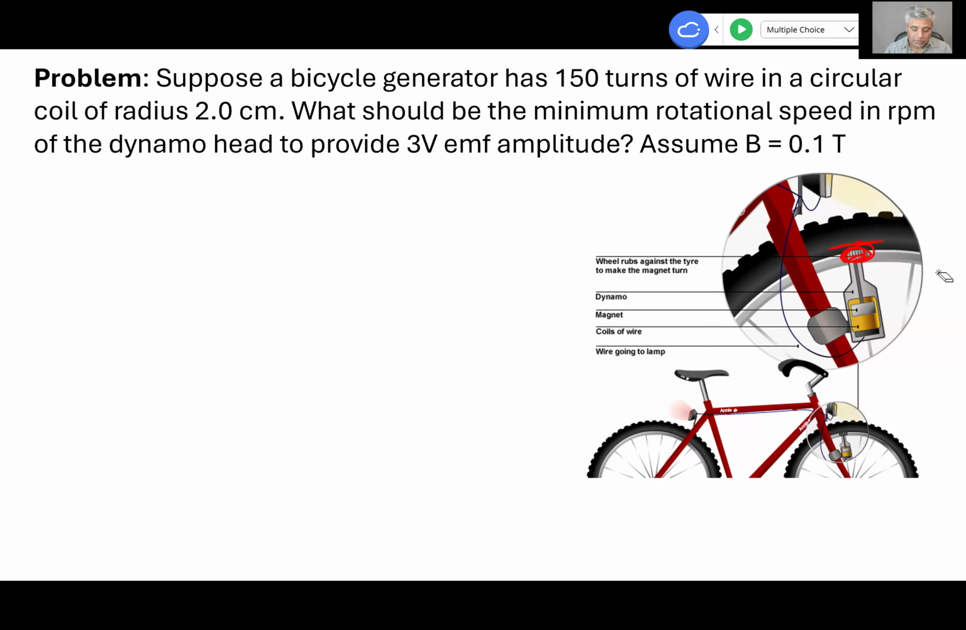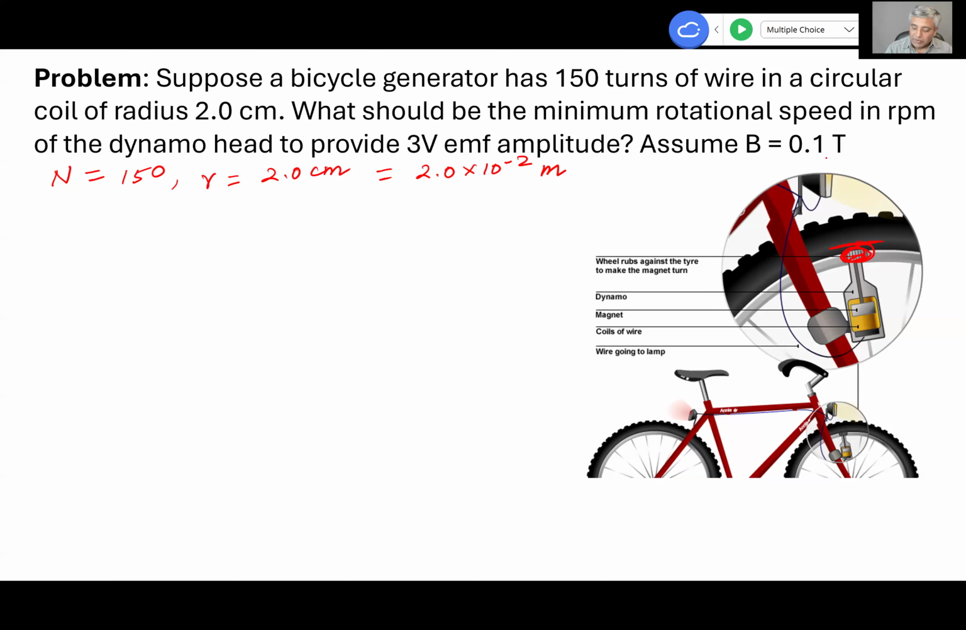Now in this question, let's see what it is asking. Suppose a bicycle generator has 150 turns of wire in a circular coil of radius 2 centimeters. So the total number of turns N is 150, and the coil radius r is 2.0 centimeters. Let's convert that into meters: 2.0 times 10 to the power negative 2 meters. We need to divide by 100, and dividing by 100 is like saying 10 to the power negative 2.